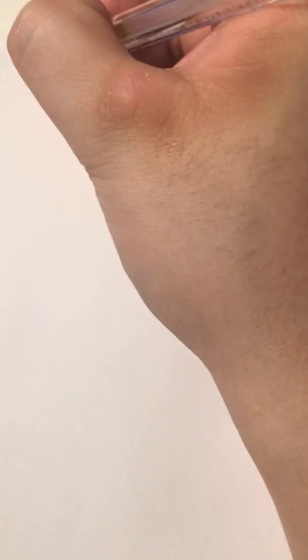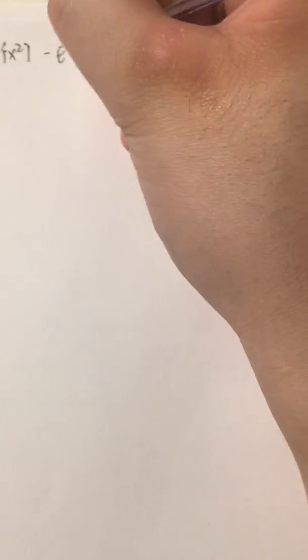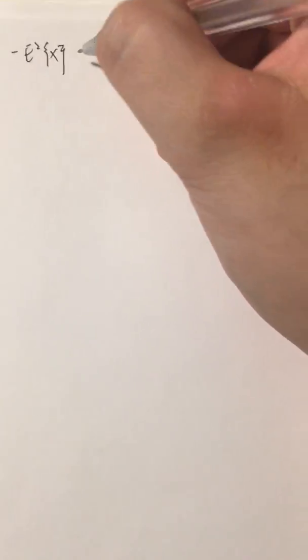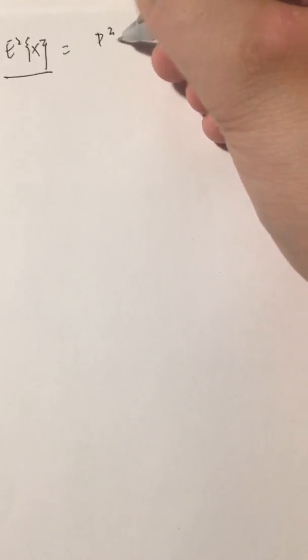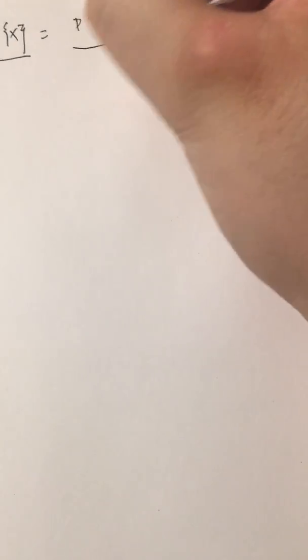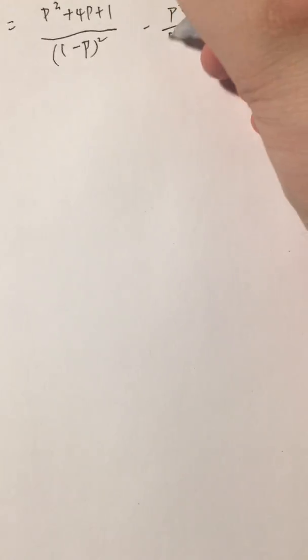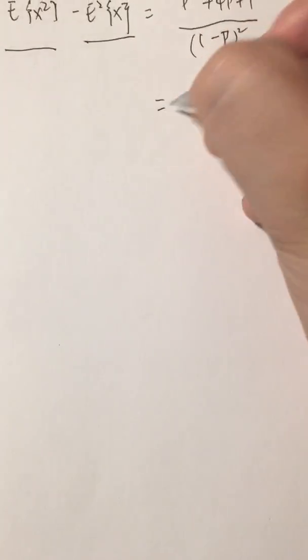And then for question D, we want to get EX squared minus E squared X. This is quite simple because we already got these two values. So the result is (p squared plus 4p plus 1) divided by (1 minus p) squared, minus p squared over (1 minus p) squared. The result is (4p plus 1) divided by (1 minus p) squared.